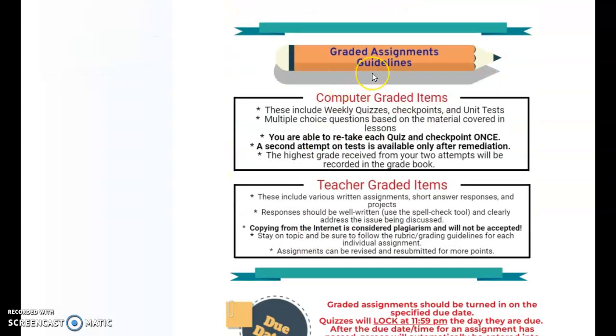A list of the graded assignments and the guidelines. Computer graded items might include weekly quizzes, checkpoints, and unit tests. They are typically multiple choice questions based on material covered in the lessons, and you have 2 attempts on your quizzes and checkpoints. A second attempt is only available on tests after remediation, so you need to reach out to your teacher. But the highest grade will be recorded in your gradebook.